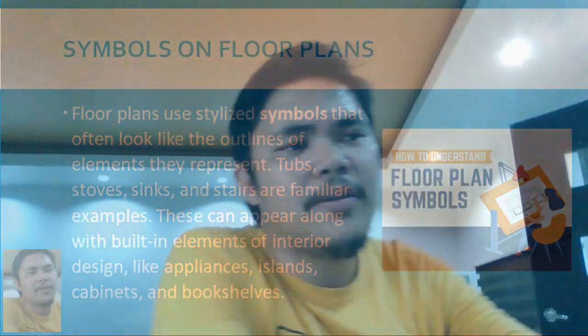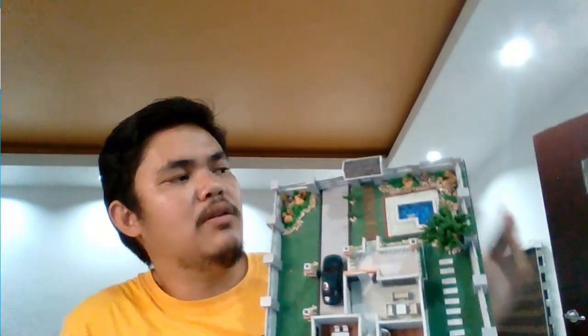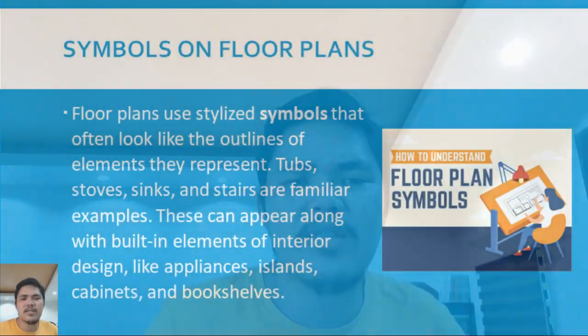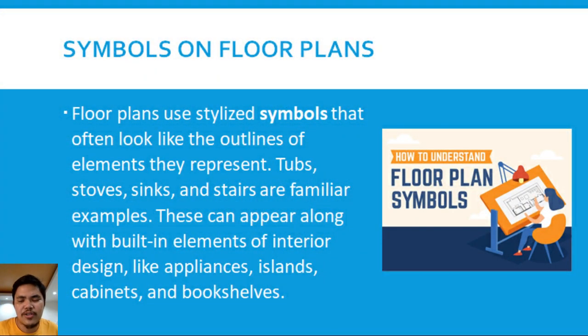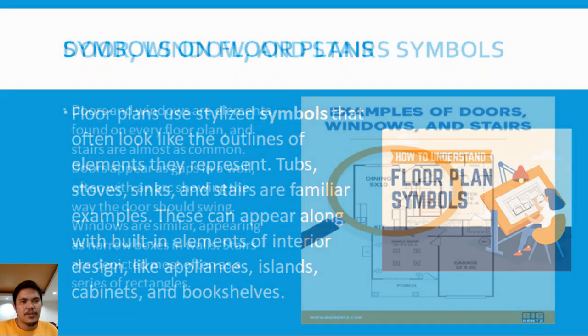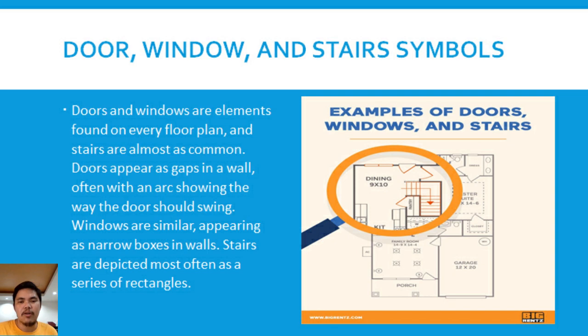Okay, look at this. This is not a floor plan but close to a floor plan. It's just that it's a scale model. So we can see, class, we have a stair, we have appliances there. We have cabinets, bookshelves, beds, sofa, etc. Okay? So what we will do in this class is look at what the appearance of these fixtures or furniture inside a floor plan is. Okay, so let us start with the door, window, and stair symbols.